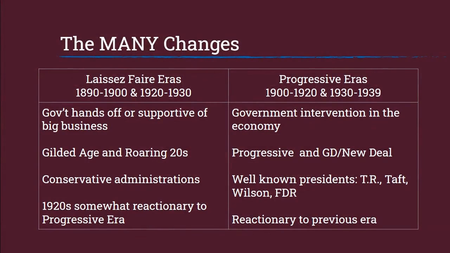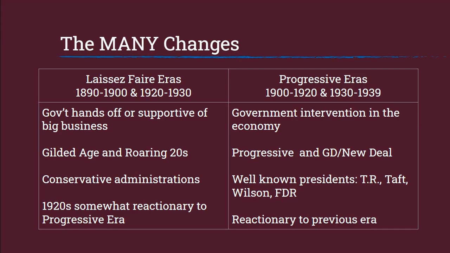We have two distinct ways the government interacts with the economy, and it waffles back and forth between them. On the left, from 1890 to 1900, and again from 1920 to 1930, we have the laissez-faire eras. These were times in which the government tried to be mostly hands-off with the economy in support of big business. This includes what is termed as the Gilded Age and then the later Roaring '20s. Both time periods see conservative presidential administrations. The 1920s were somewhat of a reaction to the previous 20 years of progressive government.